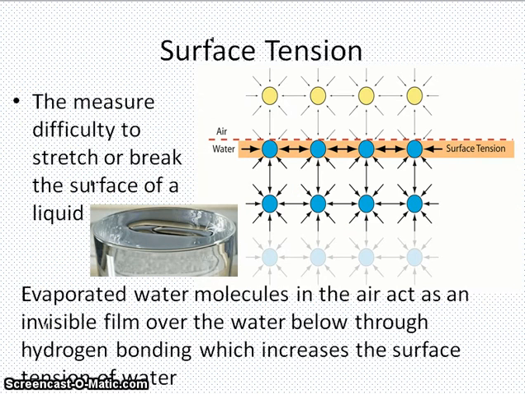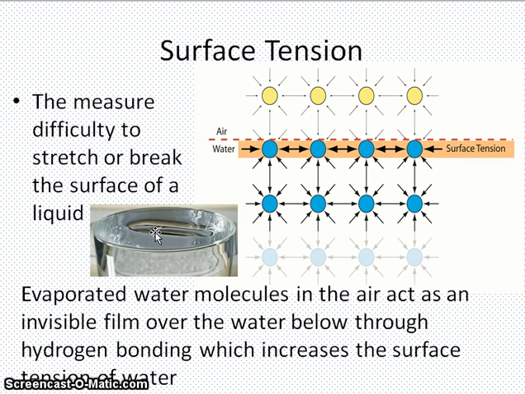Surface tension is another huge property of water through hydrogen bonding. So basically, surface tension is the measure of difficulty to stretch or break the surface of a liquid. As you can see here, the paper clip is laying on top of the liquid. It's not really breaking it. When it breaks that surface tension, it would sink.